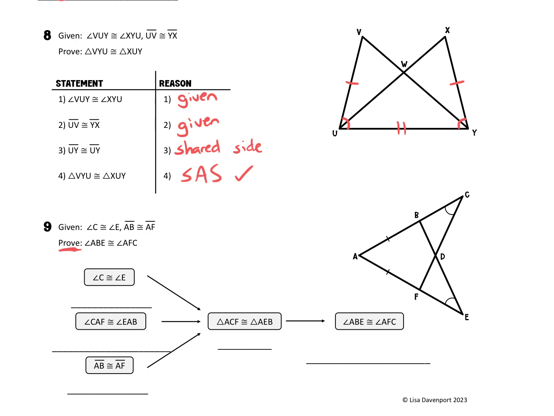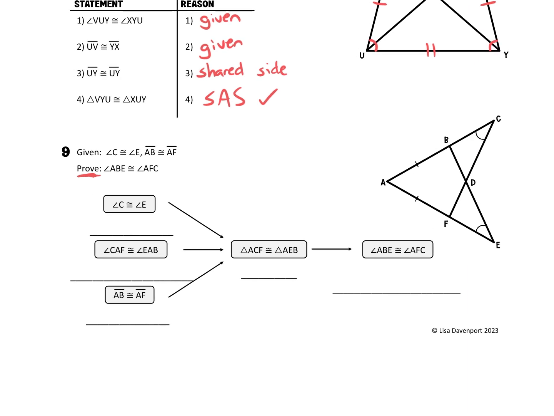Okay. So they gave us angle C is congruent to angle E. How do we know that? Given. Yep. I'm going to jump down to here real quick. This bottom one. How do we know AB is congruent to AF? Given. What is that middle statement that they gave us? What angle? Right. How do we know this is congruent to itself? It's a shared angle. Yep, so that's our explanation.